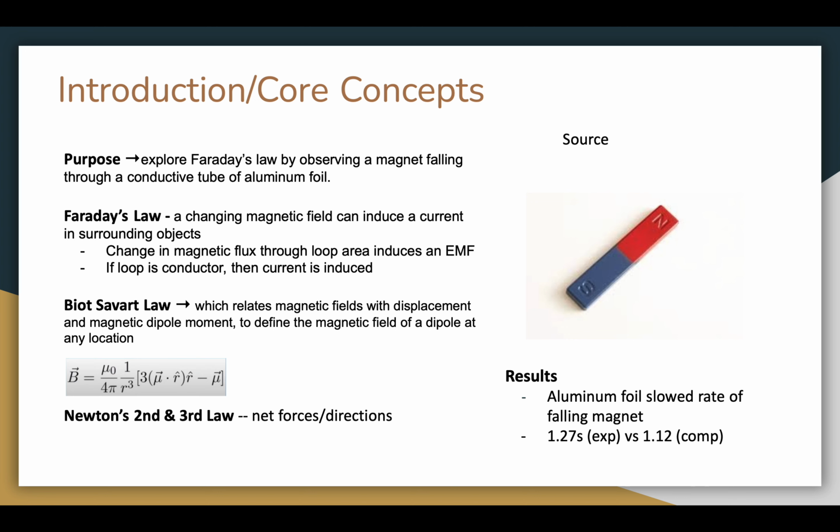I then modeled this interaction computationally. I concluded that the aluminum foil tube slowed the rate of the falling magnet, and from my experimental results, it took 1.27 seconds for the bar magnet to fall through the tube, while it took 1.12 seconds for the bar magnet to fall from my computational results.